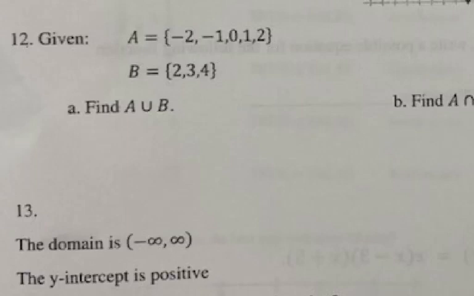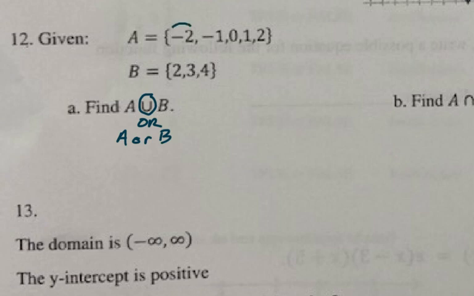Okay, so number 12 here is just dealing with sets and set notation. So remember, when you have the big U, this is an OR. So this is another way of saying it's in A or B, or it could be in both usually as well. So we'll just look at A and just compare it with B.